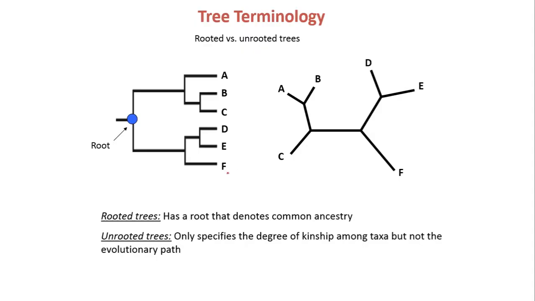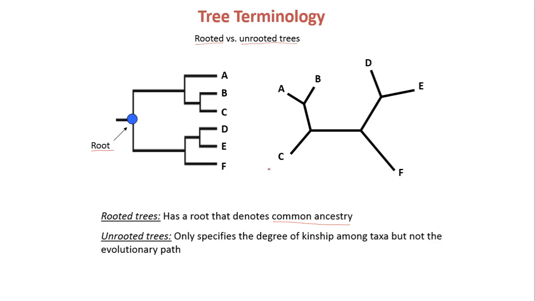Okay, so now trees can be of two types. Trees can be either rooted or unrooted. So over here, this picture or this part of your slide shows what a rooted tree would look like. The root in the rooted tree usually denotes a common ancestor of all the operational taxonomic units that you are comparing.